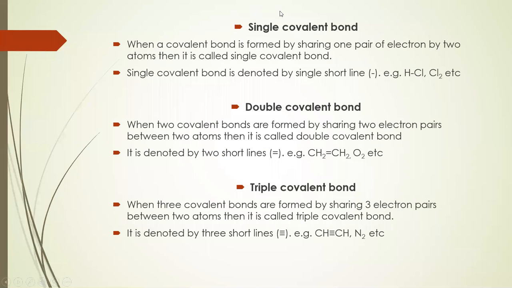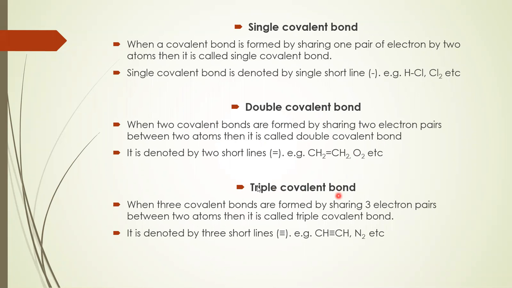Okay. The other example is the double covalent bond, which is denoted by two short lines. Examples which include the double bond are ethene and the oxygen molecule, as we have discussed earlier.